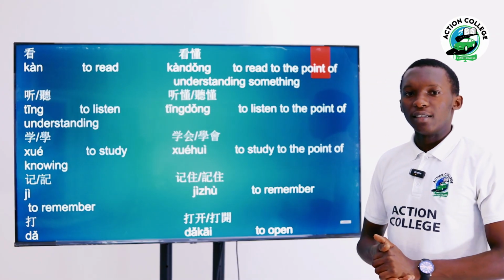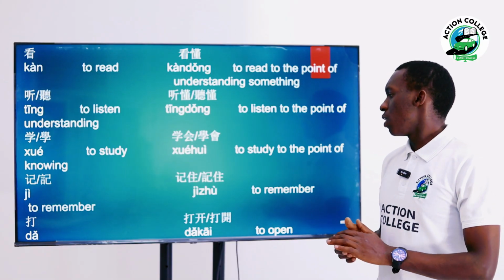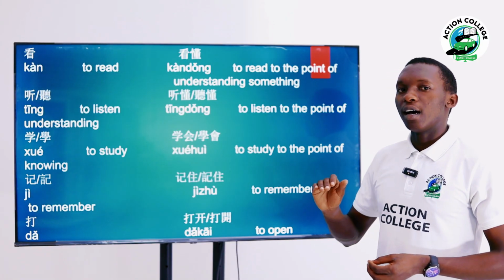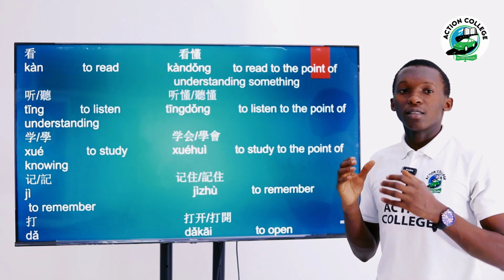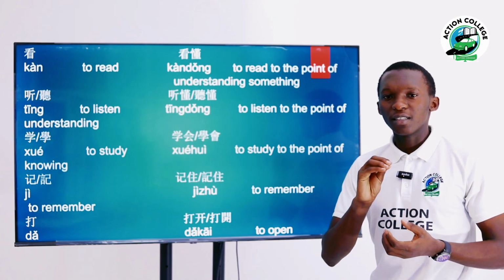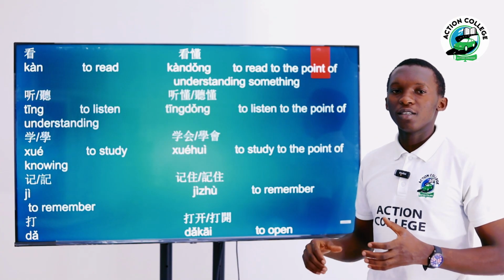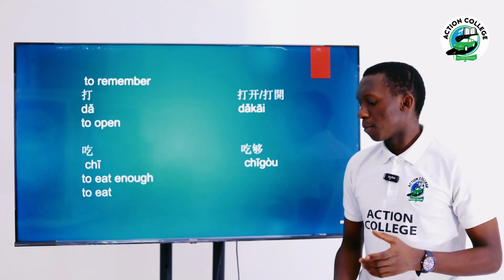Da. Actually, da has many idiomatic meanings, but today I'm using da as to open. Da kai, because kai is the suffix which means to open, da is to hit. So you hit something, then open, which is da kai, to open the door or anything like a window.